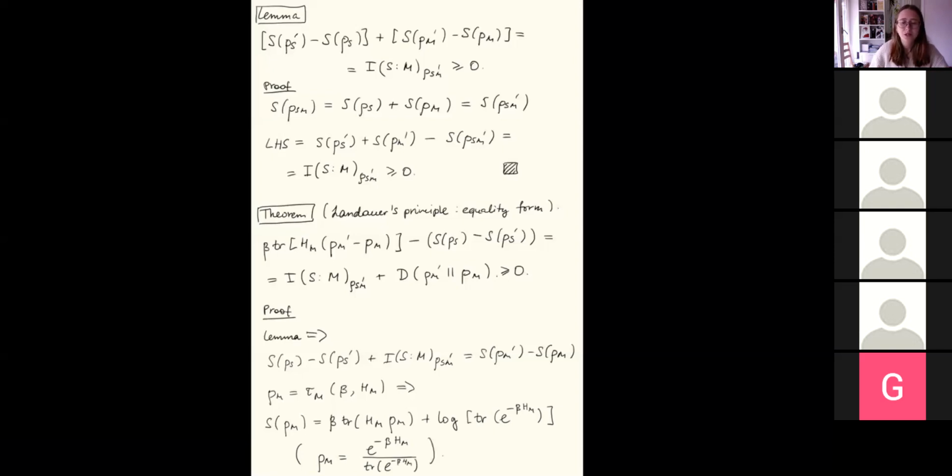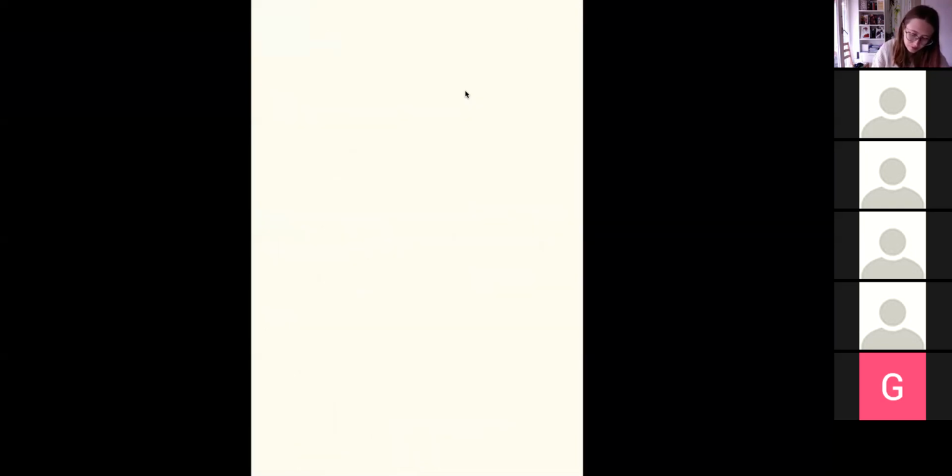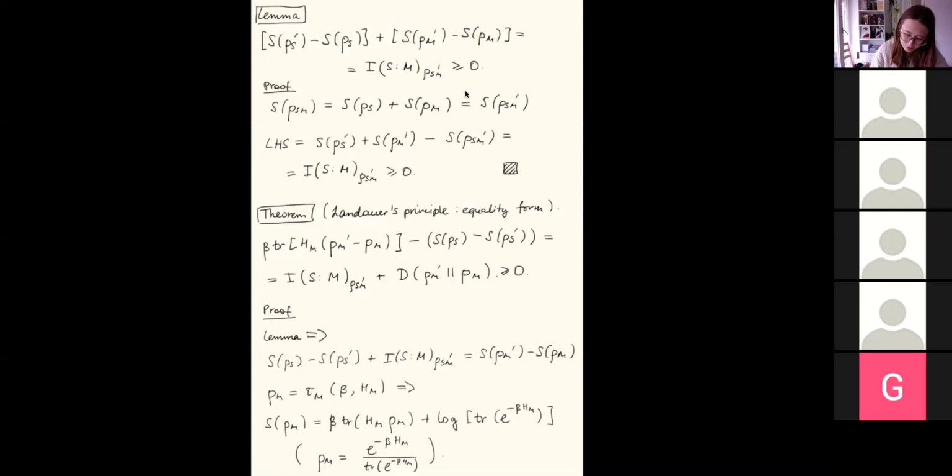Okay, and so because we can write it out, let's just plug it into our equation here, which we got from the lemma. Let me copy this when I go to the next page. Paste. And also how S of rho M looks like.